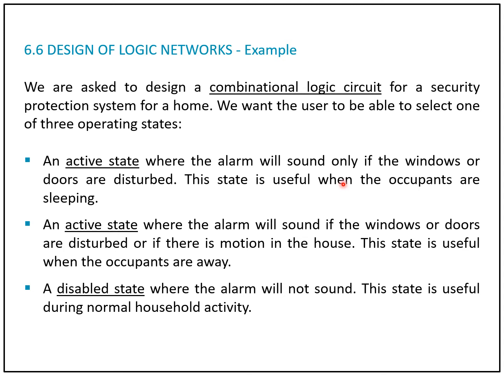Another active state that we would like the user to be able to select is a state that would be useful in case the occupants of the house are away from home. In that case, the alarm should turn on whenever one of the windows or the doors was opened, or if a motion was detected in the house. And again, here we are assuming that there are sensors installed in the house that would capture any motion and send the appropriate signal accordingly.